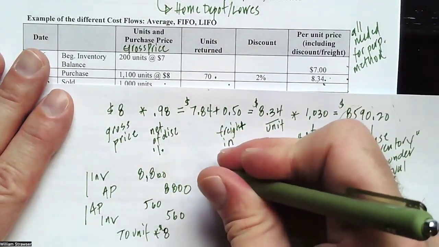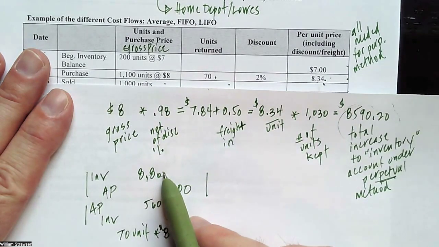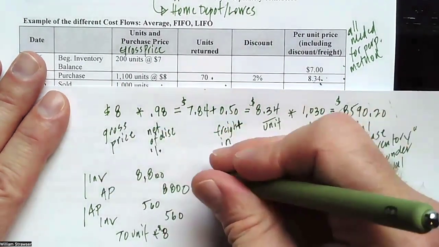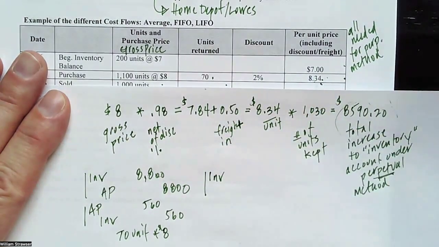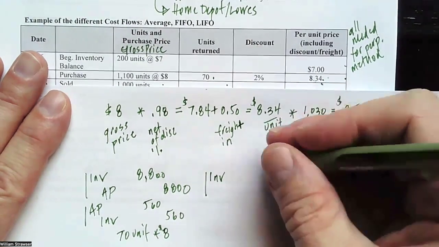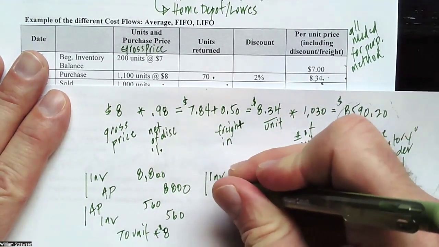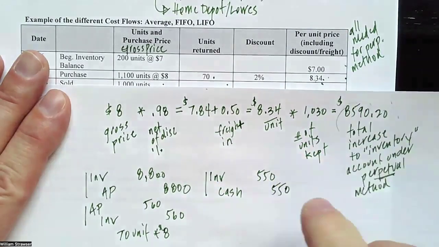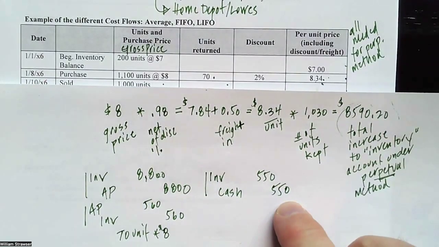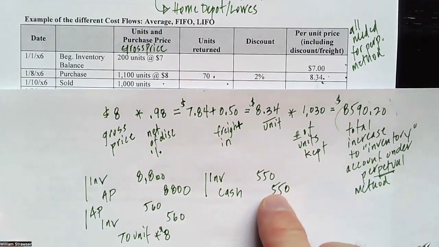When I bought those, I forgot to throw in the freight. 50 cents freight on 1,100 units. I would debit inventory because remember, freight increases my inventory account. Debit inventory by 550. And then we pay freight in cash because typically we pay a third party for freight. It's not going to be a part of the discount that the manufacturer of the inventory is giving us.